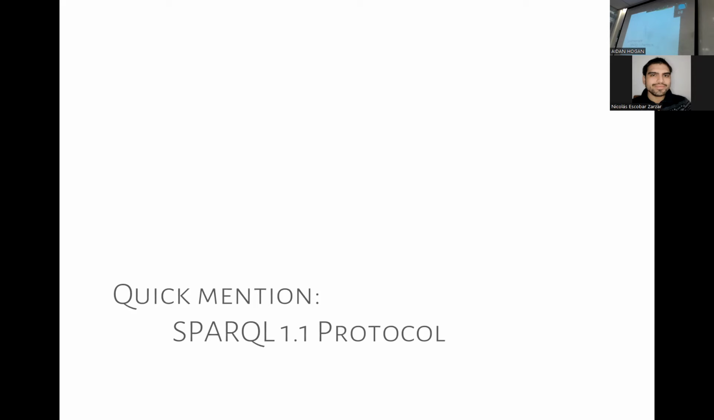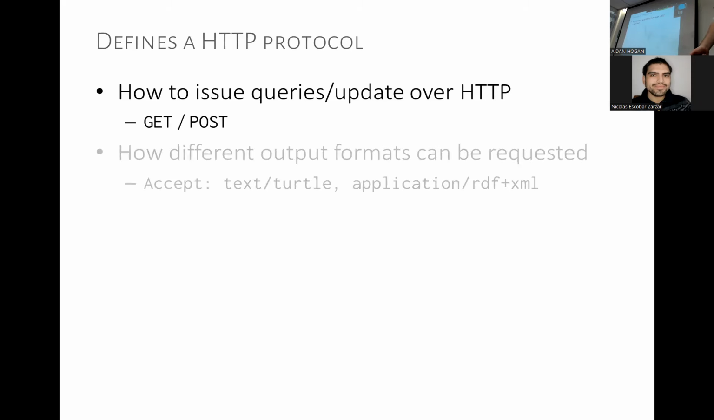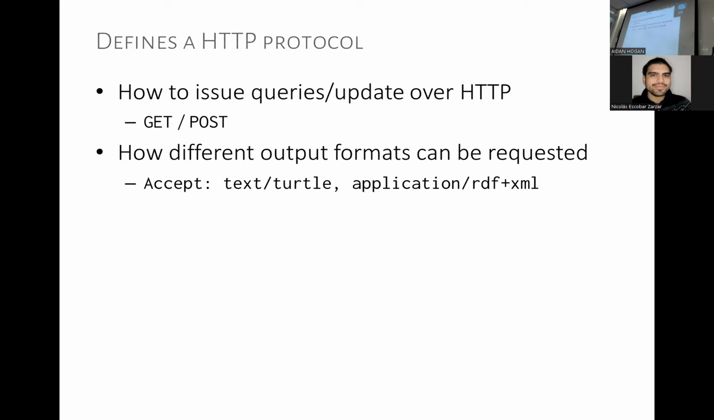These things are defined in the SPARQL 1.1 protocol, which follows a sort of RESTful paradigm. So it tells us how to issue queries or how to issue updates as well over HTTP, although many of the data sets that provide SPARQL endpoints will have disabled updates. You can just query them, they're read-only. It covers using GET or POST, and how different output formats can be requested. So how you can say, oh, I want Turtle for my data, or I want XML, or in this case, I prefer Turtle, but I can also accept RDF/XML. Or you could say, oh, I prefer JSON, but if you don't have that, I can work with TSV. This is called content negotiation.